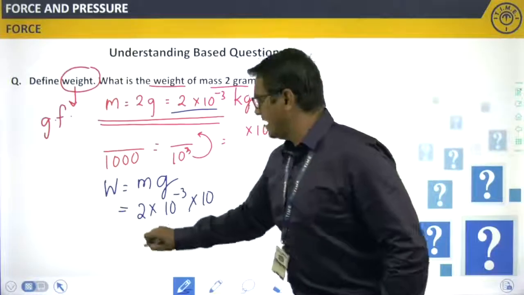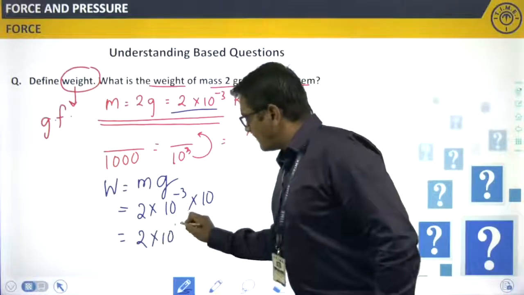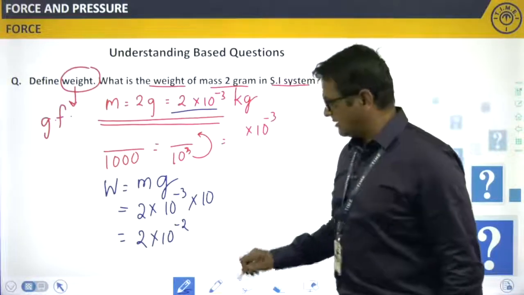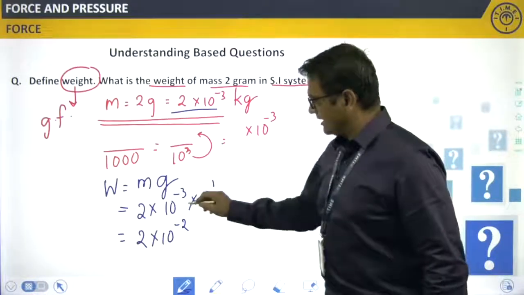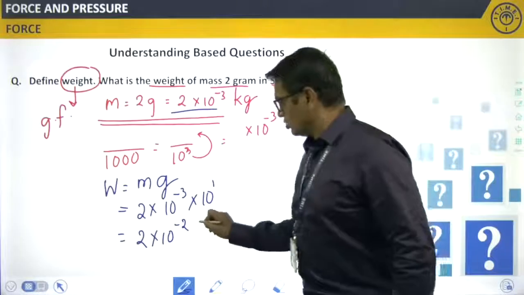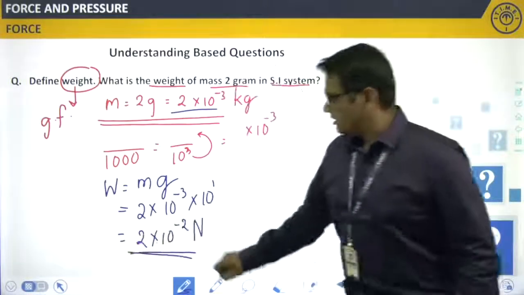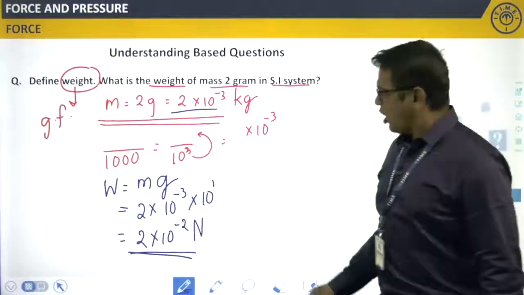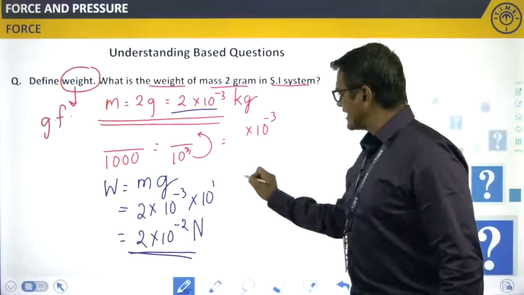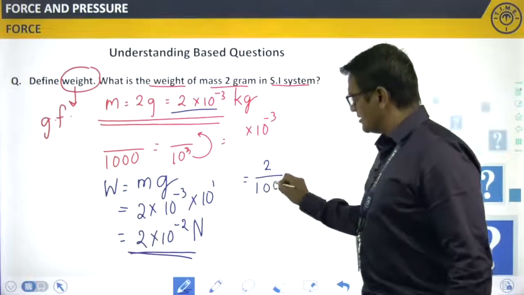So what would be the answer? The weight would be 2 into 10 to the power minus 2, right? Applying the laws of exponents, I'll get minus 3 plus 1, minus 2. So minus 2, what? Newton, right? 2 into 10 to the power minus 2, or I can also write this as 2 by 100.